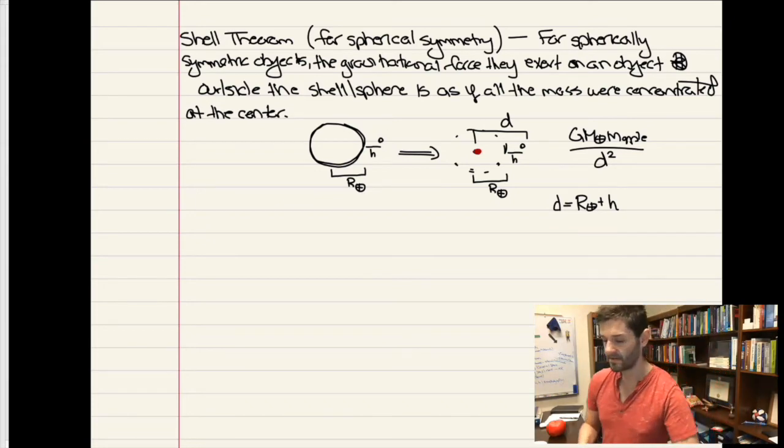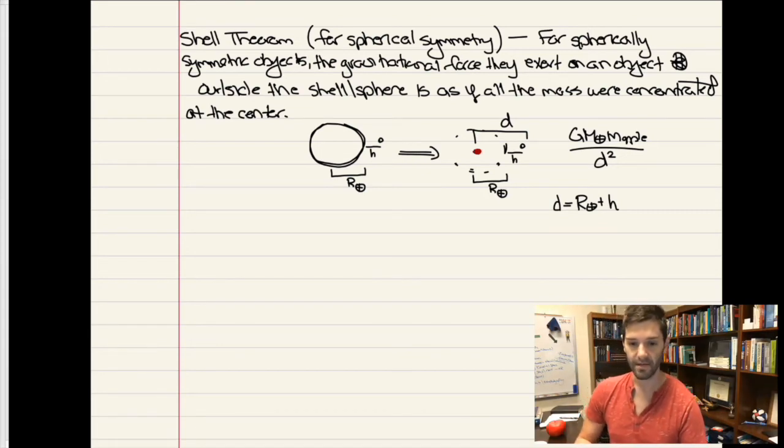And what I plug in to the gravitational equation for GMM over D squared, for D I plug in not the height it is off the ground, but the height off the ground plus the radius of the Earth.